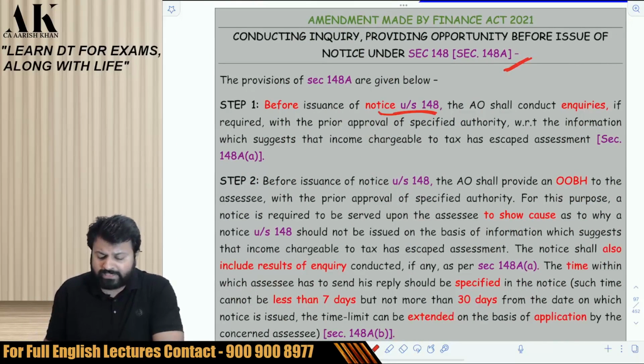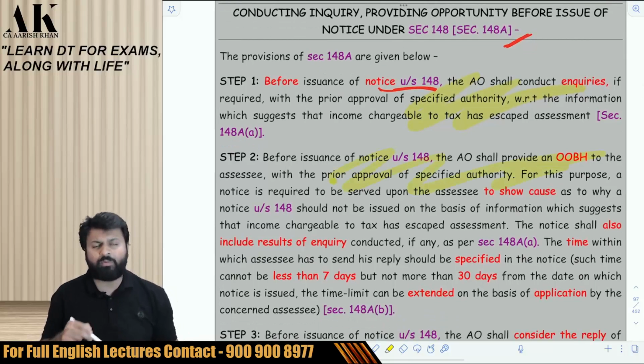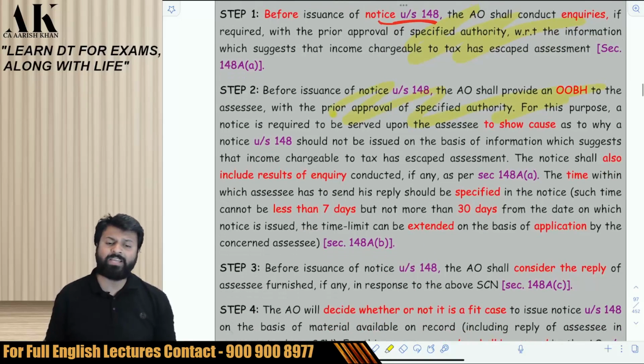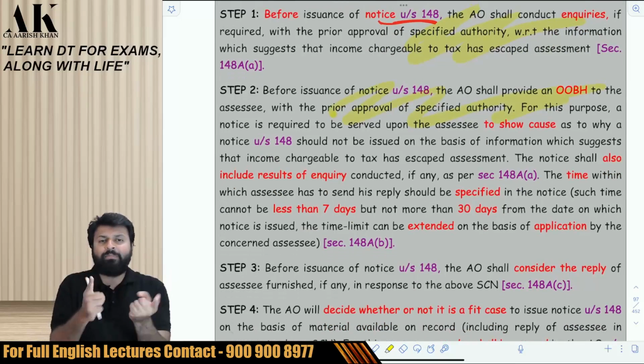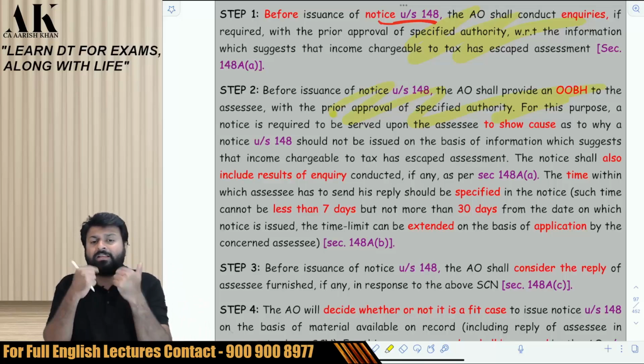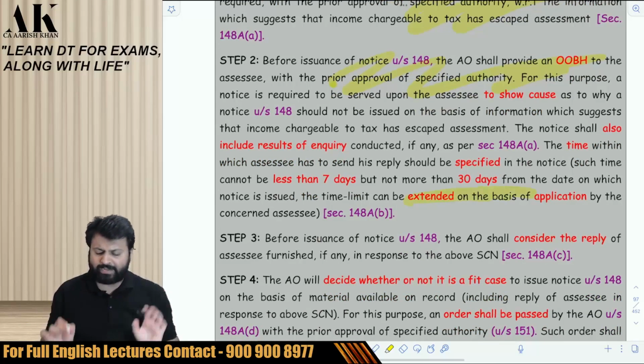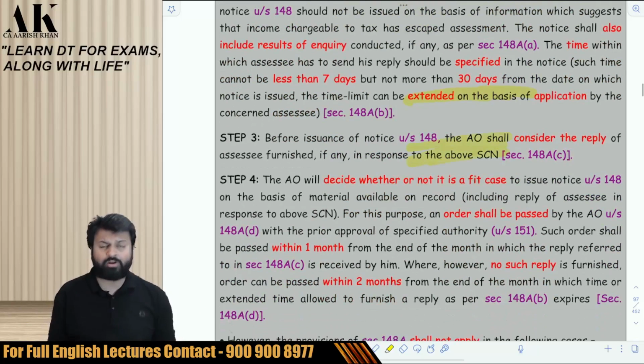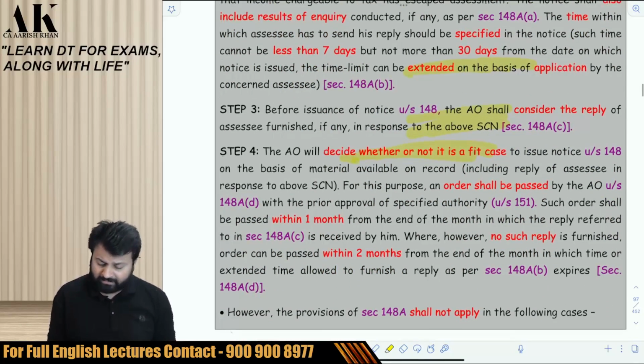So before issuing a notice, as I have told you, the AO has to send you an inquiry notice. The AO will give you an opportunity, and you have to reply. You have to reply within how many days? The AO will give you a time limit of 7 to 30 days, not less than 7 days, but not more than 30 days also. Can it be extended? Yes, it can be extended. And after considering your reply, the AO will decide within 1 month. Here also it is 1 month, it's a mistake.